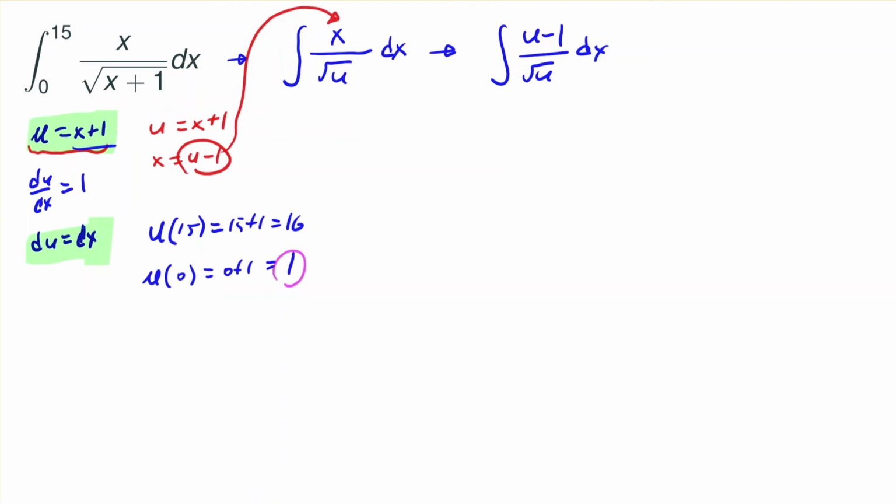So these two are the bounds now. So I'll write 1 and 16 here. So we have everything in terms of u. So this was kind of like substitution work. Let me divide here so we can have room.